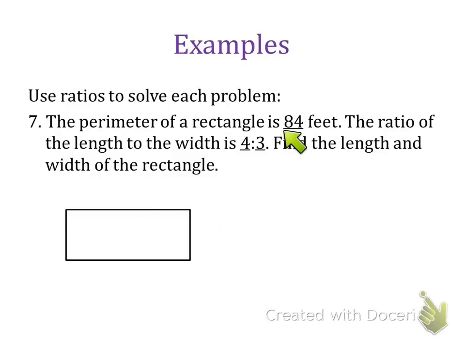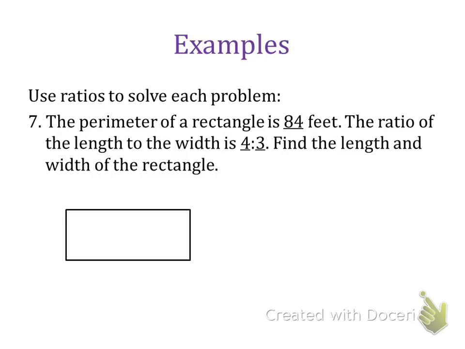Came back to, okay, if the perimeter is 84, if I started adding up those terms, what would that x have to be? I believe on this one, was it 6? Was x 6? Look back at this example. X was 6. So that means length to width was 4 times 6 and 3 times 6, becoming 24 and 18. So the length was 24 feet, 18 feet was the width.